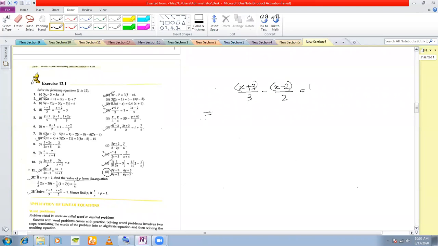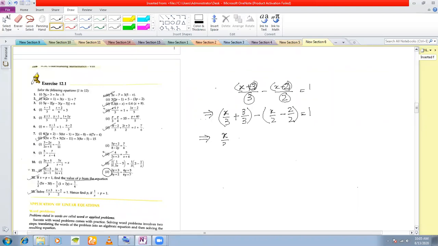Now you see that there's a 3 here and there's a 3 here. There's a 2 here, there's a 2 here. So what you do is you separate. You can write this as x by 3 plus 3 by 3 minus, you can write this as x by 2 minus 2 by 2 is equal to 1. Any questions with this step? Can you write or not? Yes, sir, we can write.